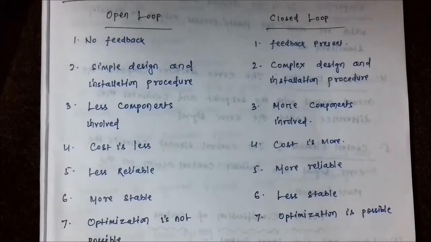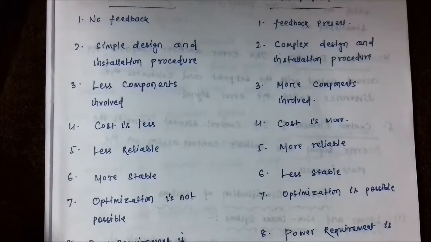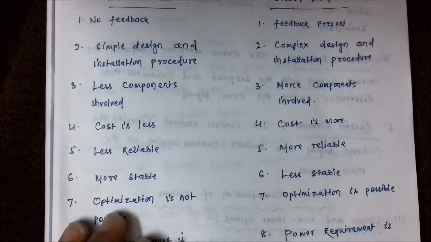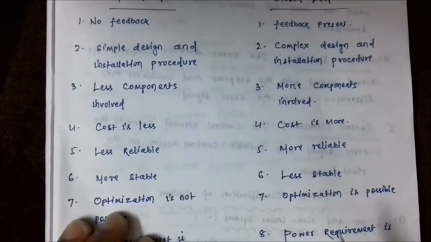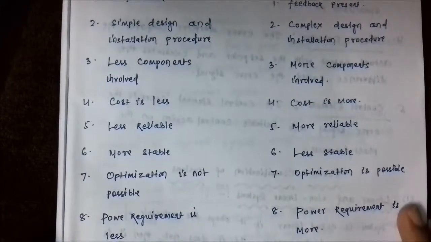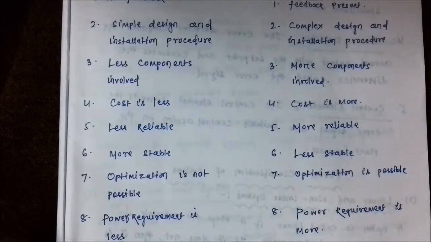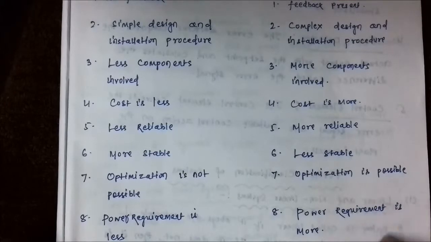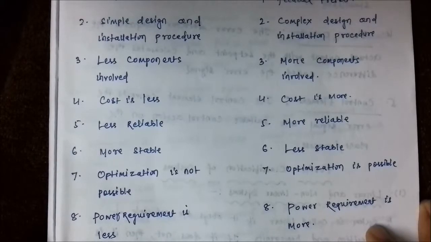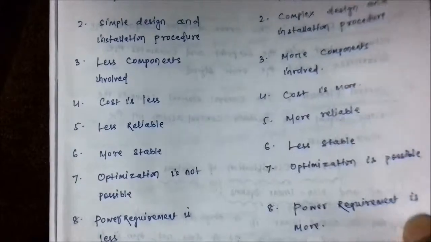Also we discussed in the advantages and disadvantages that the optimization, achieving the maximum possible output with the minimum applied input, is not possible in open loop, whereas it is possible in closed loop system. And as fewer components are involved in open loop system, the power requirement is less, and the power requirement is more in closed loop system because of the presence of more components. So here is a basic comparison between the open loop and closed loop systems. Okay.